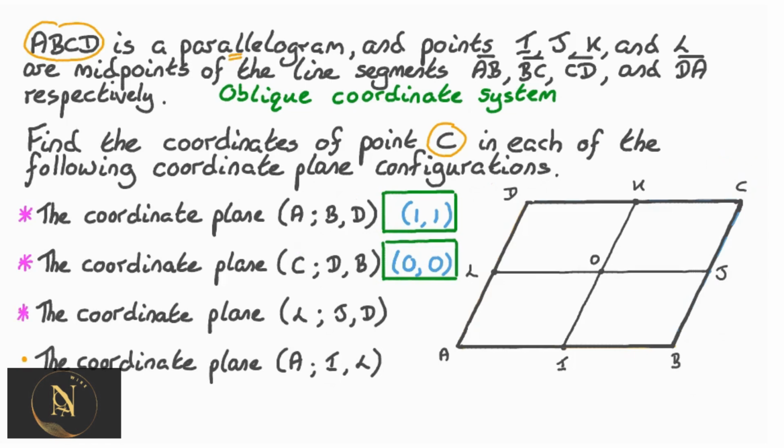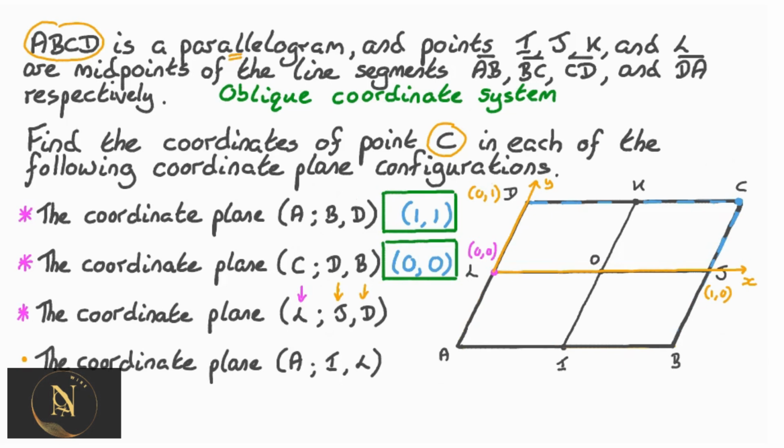Next, we need to consider the coordinate plane LJD. This time, the origin is at point L. The line LJ is the x-axis, with line segment LJ its unit length. This means that J has coordinates 1, 0. LD is the y-axis, with line segment LD its unit length, and D therefore has coordinates 0, 1.